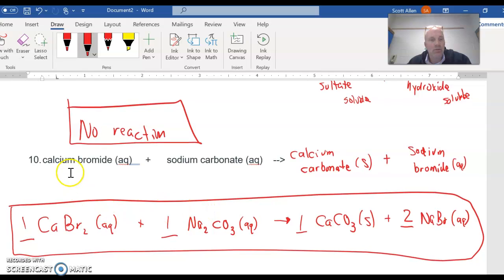And for the last problem, we have calcium carbonate, which would be insoluble. So there is a reaction. You bring all the formulas down, balance, and here's what you get.